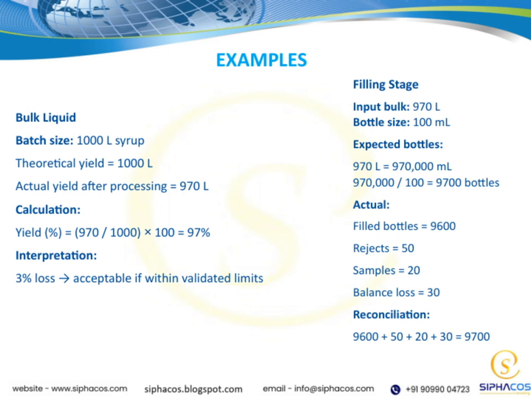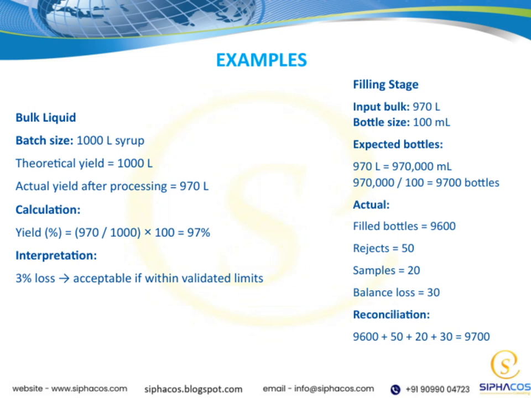However, in reality, we've actually filled 9,600 bottles. Along with that, there are 50 rejects, bottles that didn't meet quality standards, and 20 samples taken for testing purposes. We also have a balance loss of 30 bottles, which accounts for any minor discrepancies during filling. Adding up all these numbers, filled bottles, rejects, samples, and balance loss, we get back to the total of 9,700 bottles, confirming that our process is consistent and accounted for.